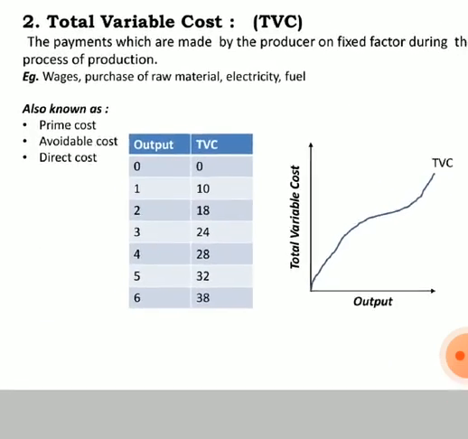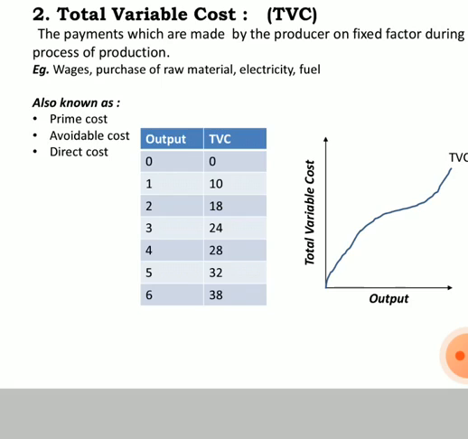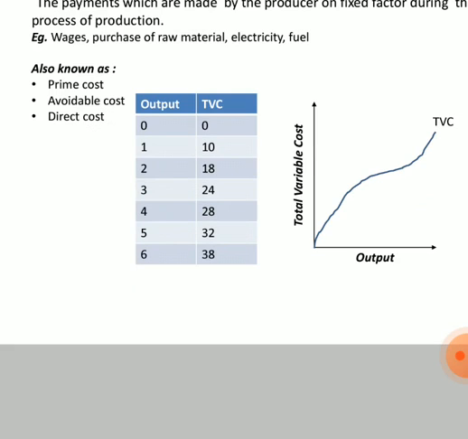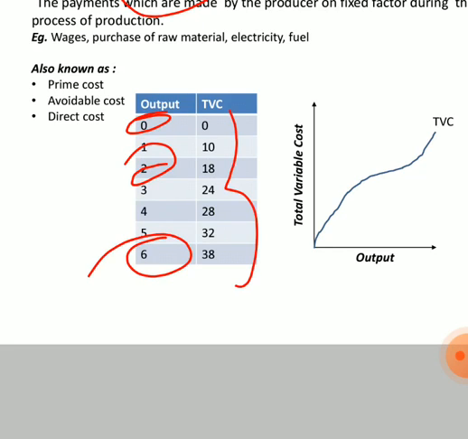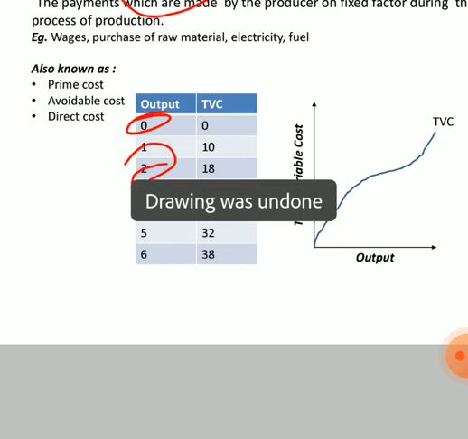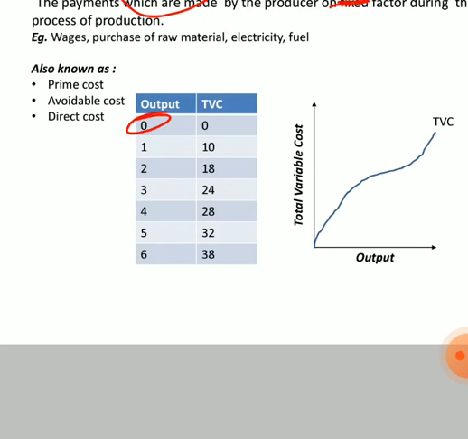Now second is variable cost. What is variable? Variable means the cost that keeps on changing, whether you produce 0 output, 2 outputs, or 6 outputs. The payments made by the producer on variable factors during the process of production, sorry, it is written fixed factor, it is variable factor here. That is the expenditure on those factors which could be changed.